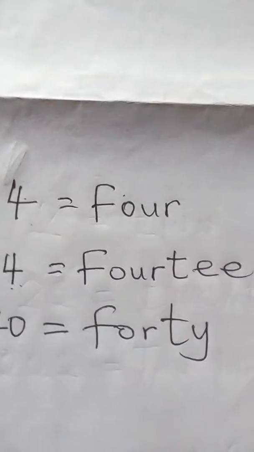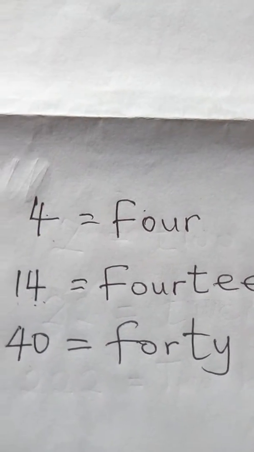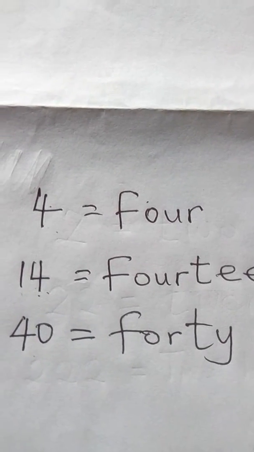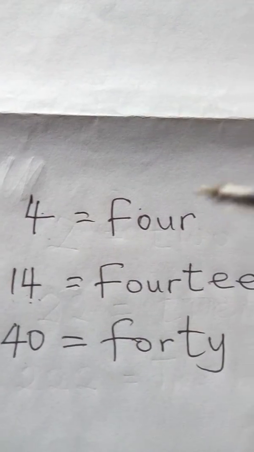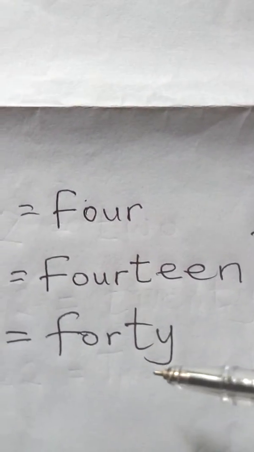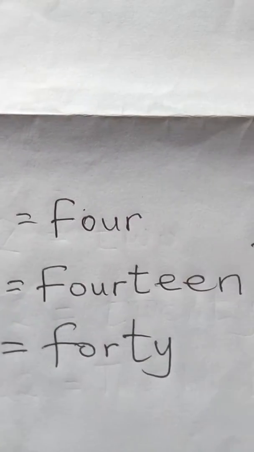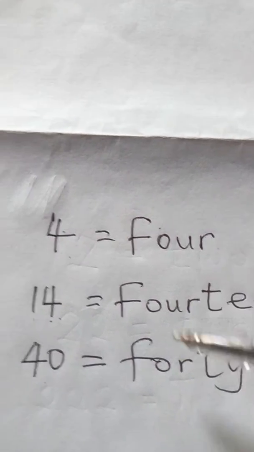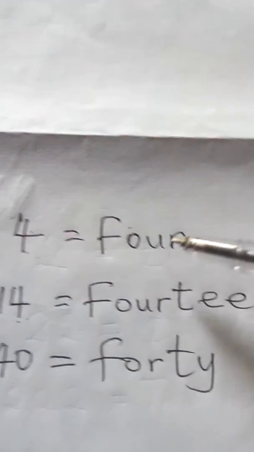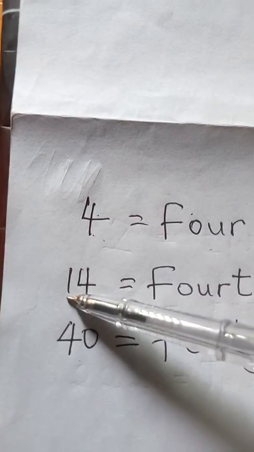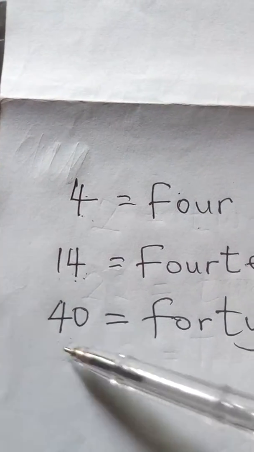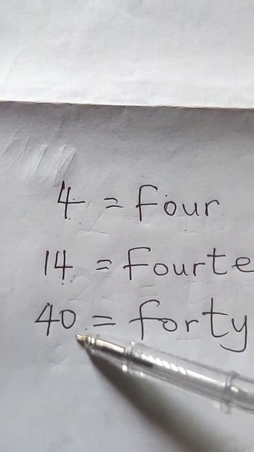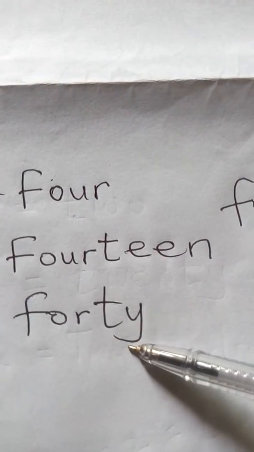So many times when children are learning how to write numbers in figures and also write them in words, they most of the time mix these numbers up. For example, this is figure 4 and this is how to write it in word. This is figure 14, 1 and 4, 14. This is how to write it in word. And this is 4 and 0, 40. And this is how to write it in word.